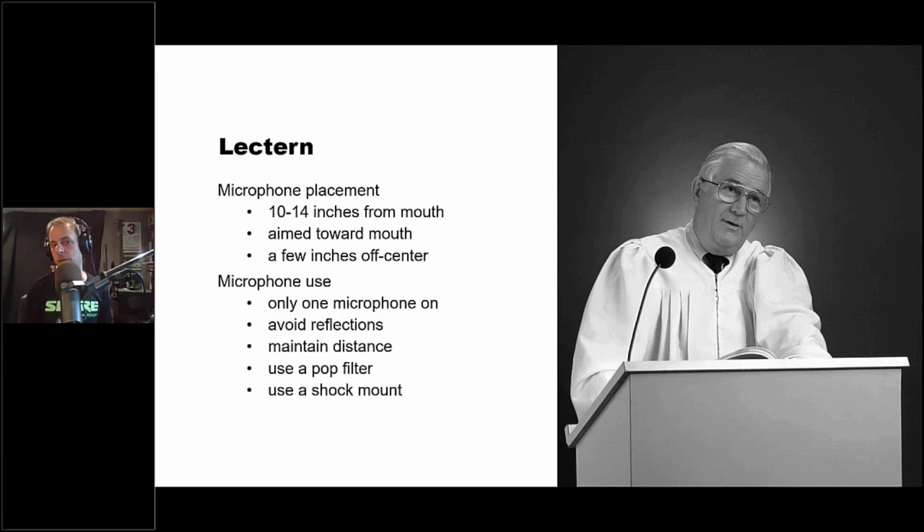And again, general tips: one mic on at a time. The gooseneck mic is nice because it minimizes those reflections. If you have the mic too low, too close to the podium, it's too likely that you'll get reflections.